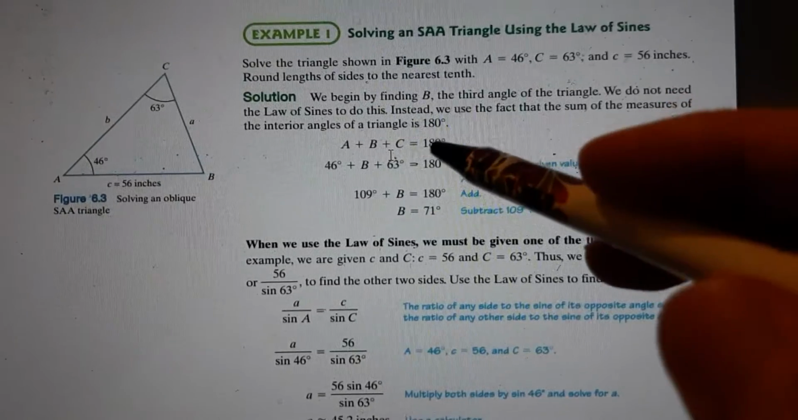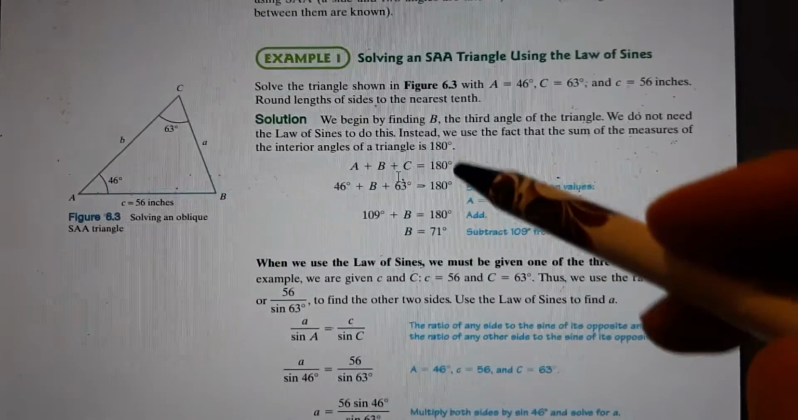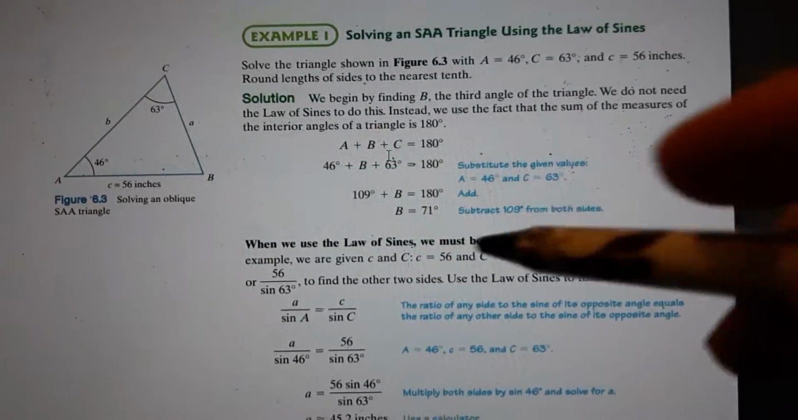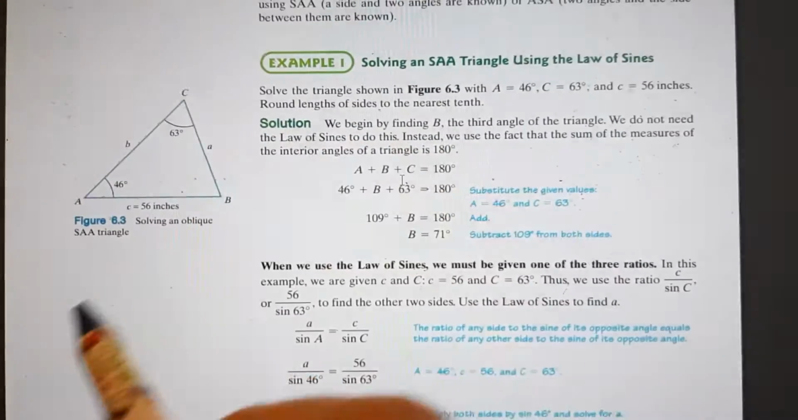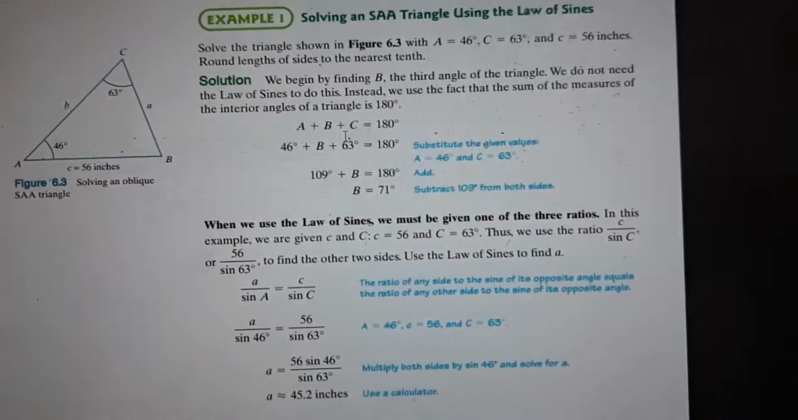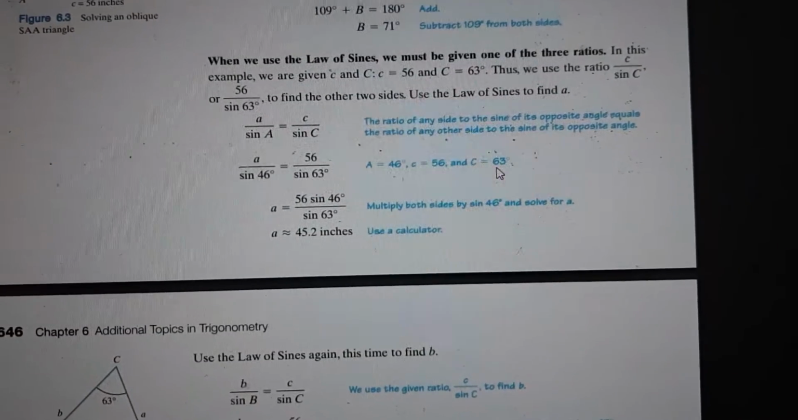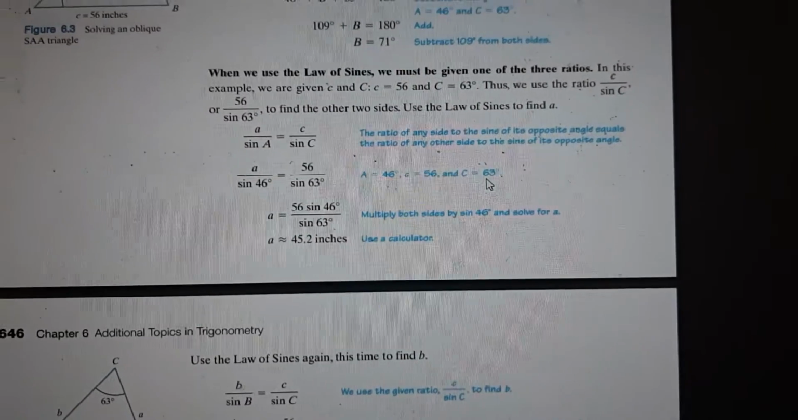And it's quite easy. We always do it by knowing that the addition of all the angles must be equal to 180. So we add these two together and we subtract it from 180. We have 71 degrees. Once we have that 71 degrees, we proceed to use the law of sines.